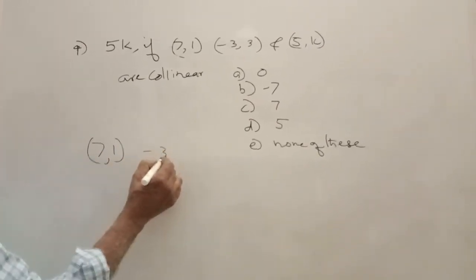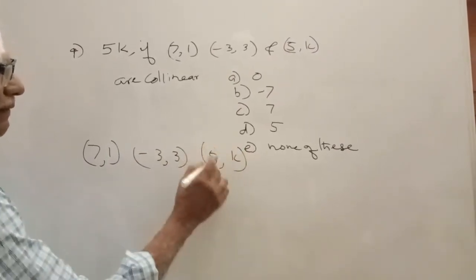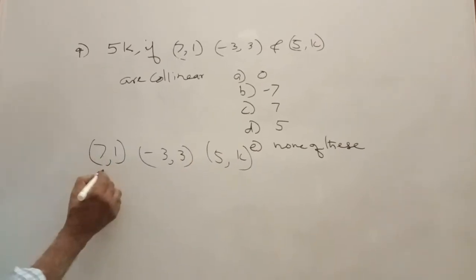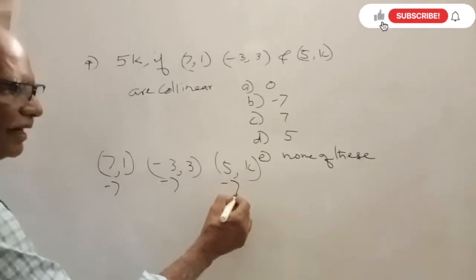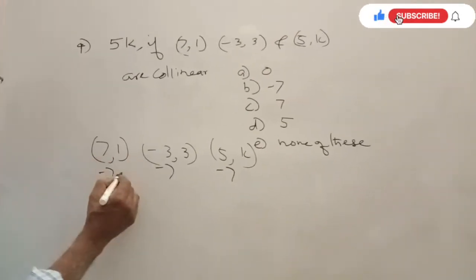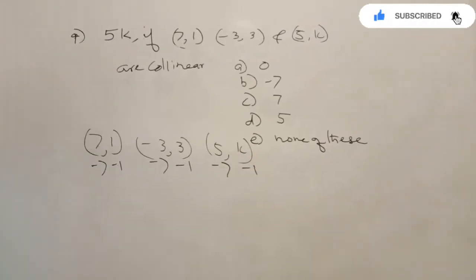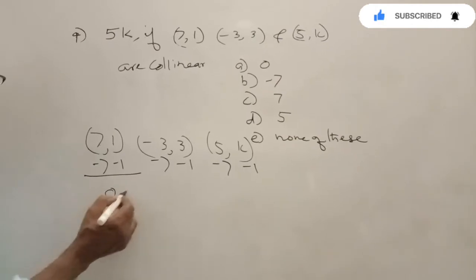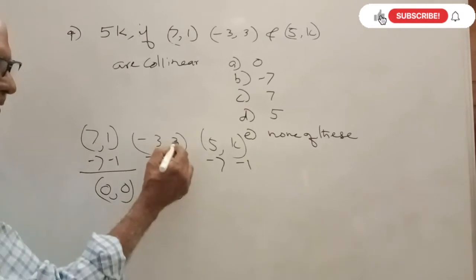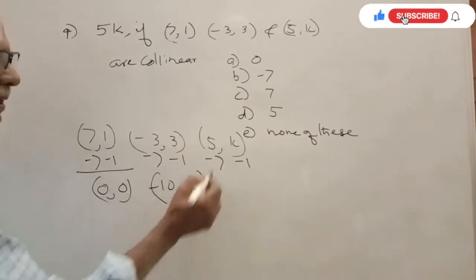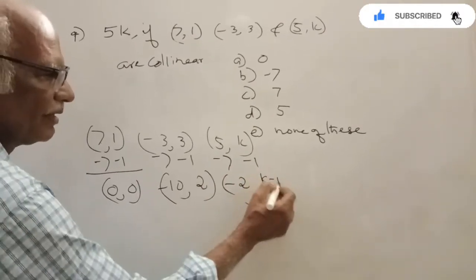7, 1, minus 3, 3, 5k. Now take minus 7 for x. Minus 1 for y. So you observe here 0, 0 is coming. Minus 7 minus 3 is minus 10. 3 minus 1 is 2. And minus 7 plus 5 is minus 2. And k minus 1 is k minus 1.